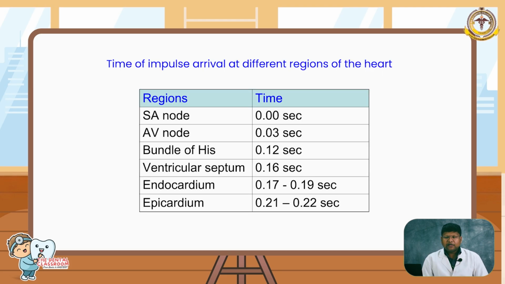Coming to the different regions and the time duration at which electricity is conducted. The SA node, as already said, is the primary pacemaker, which shows 0.0 second, and the AV node shows 0.03 second, the bundle of His 0.12 second, the ventricular septum 0.16 second, the endocardium 0.17 to 0.19 seconds, and the epicardium, that is outside your heart, 0.21 to 0.22 seconds. So, the inner aspect shows a shorter time duration, whereas as you go away from the conductive system of the heart, the electrical activity has a slight delay.